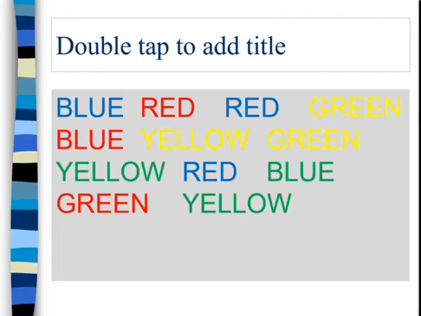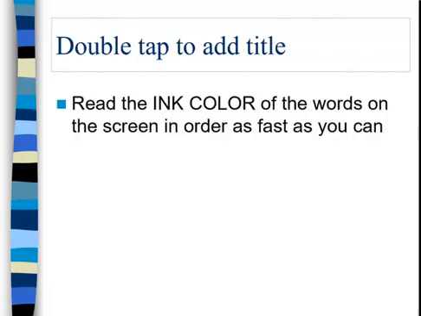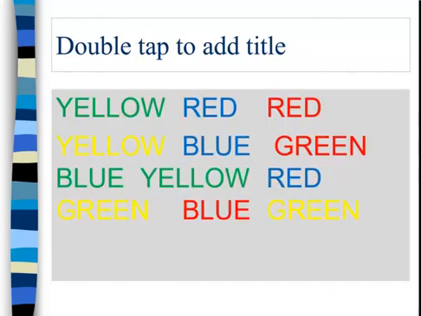Okay, so hopefully you stopped the stopwatch and wrote down how long it took you to read this list of words. All right, I want to do this again, but now instead of reading the words, I want you to say the ink color of the words on the screen in order as fast as you can. So again, on the count of 3, I'm going to say go. Start your watch. State the ink color of the words on the screen in order as fast as you can, and then stop the watch when you're done. 1, 2, 3, go.